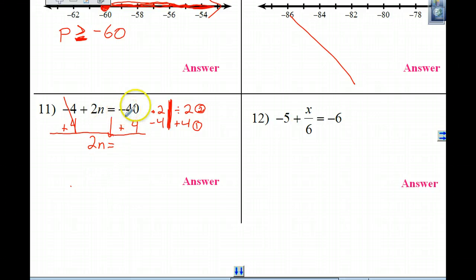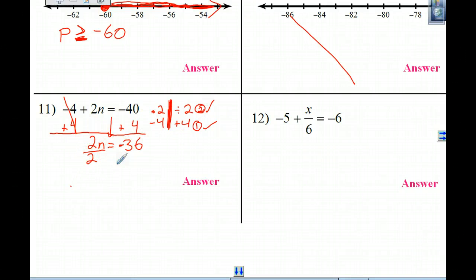What is negative 40 plus 4? You owe $40. You pay off only $4. What do you have? How much do you owe? You owe negative 36. So make sure you get these integers correct. Always use money. Negative is owing money. Positive is paying it back. Owing $40, paying back $4, you owe 36. Okay? That's step 1. Step 2, divide by 2 on both sides.